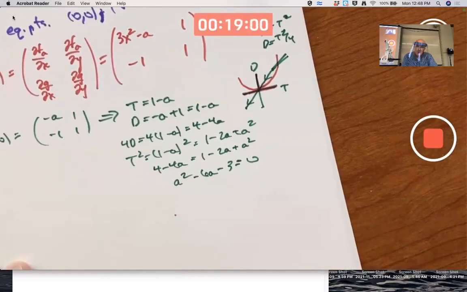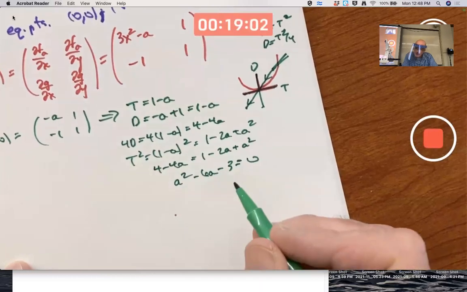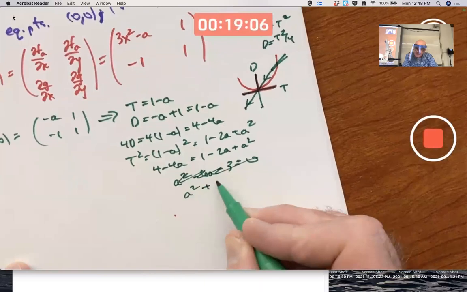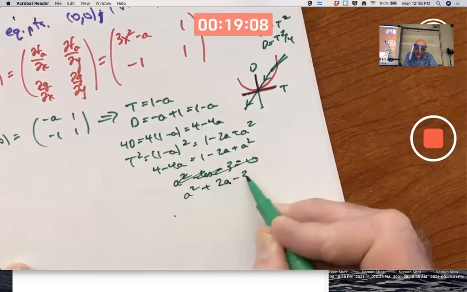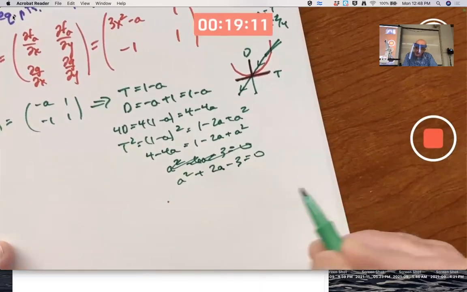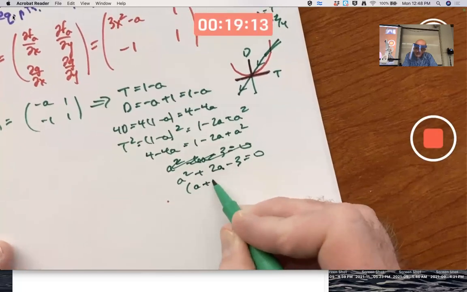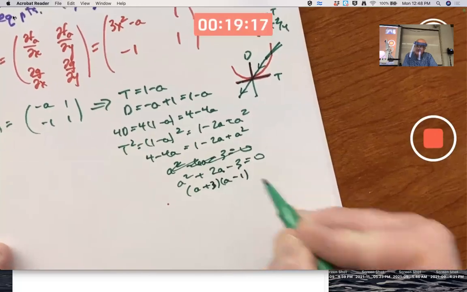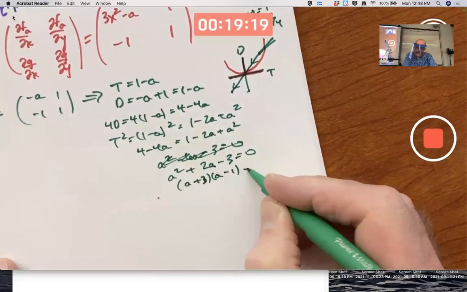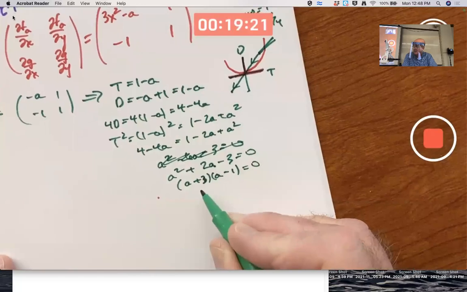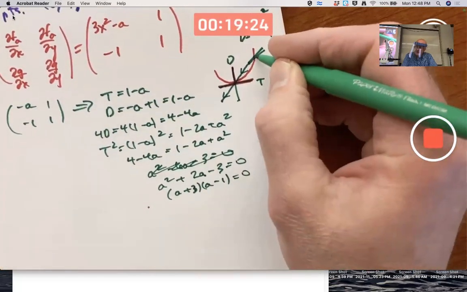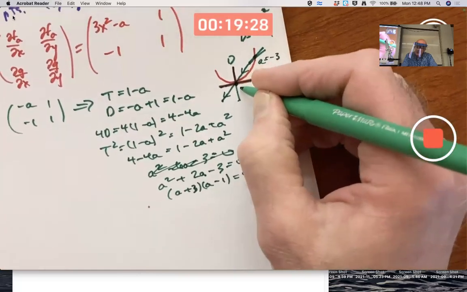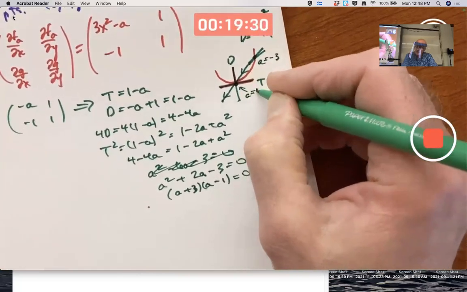I subtract, no, excuse me, that's wrong. Add 4a to both sides, and subtract 4. And that can be factored as a plus 3 times a minus 1, emphasizing that a equals 1 again as a bifurcation value. But the other one looks to be -3. So it looks like we cross here when a is -3, and you cross the origin there when a is 1.